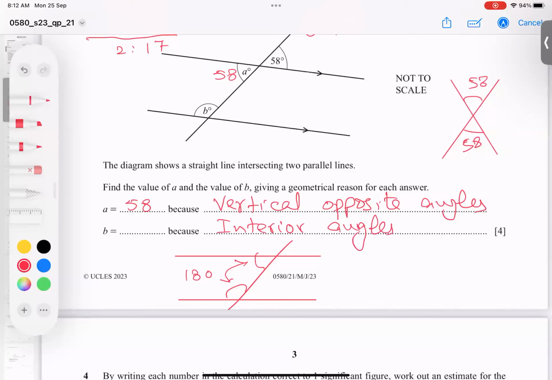And how to find it? 180 minus that. Because I said that the sum of them is 180 degrees, B is equal to 180 degrees subtract 58, and when we subtract, it gives us 122. So 122, and put a small circle on it which represents angles. Okay, this part is also clear.